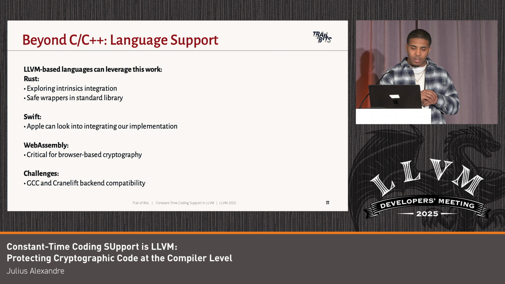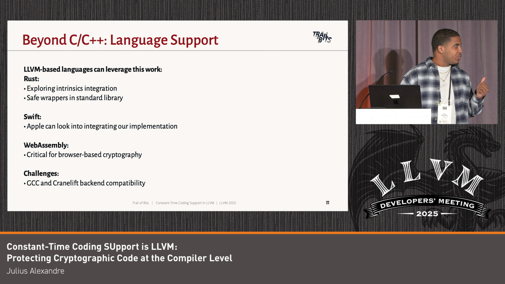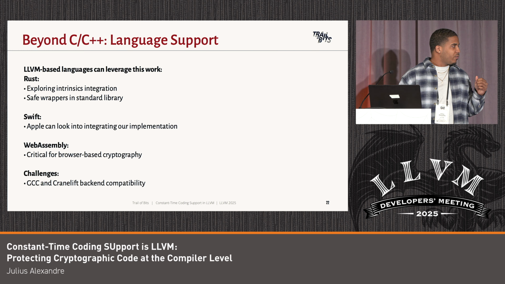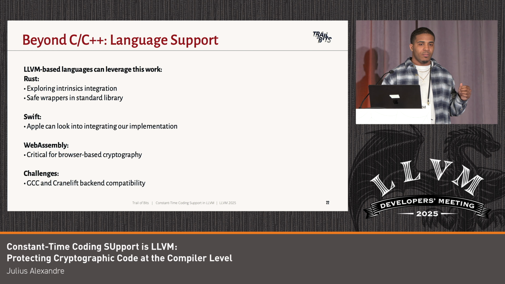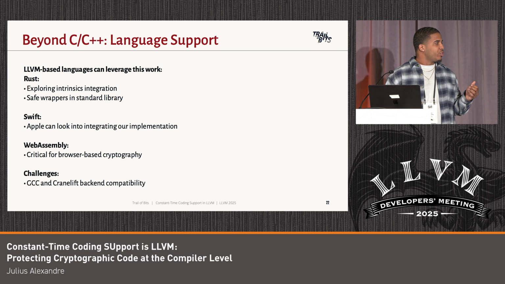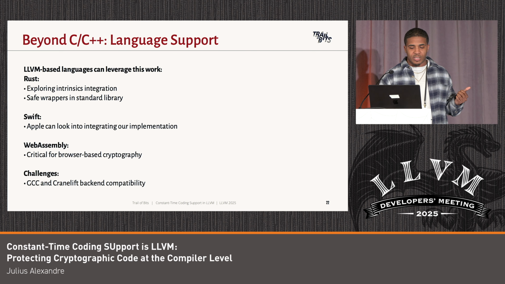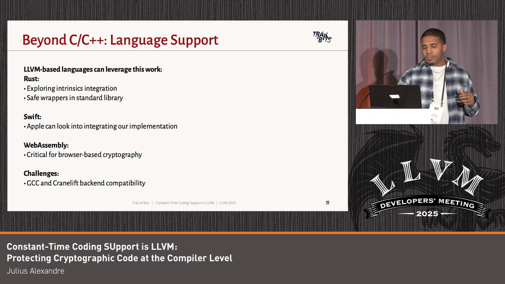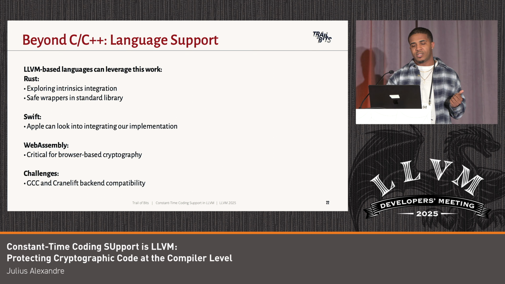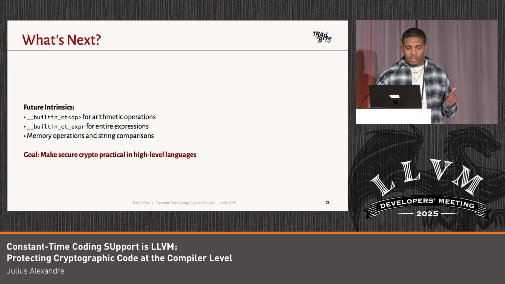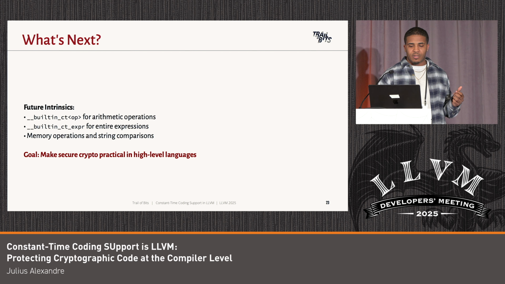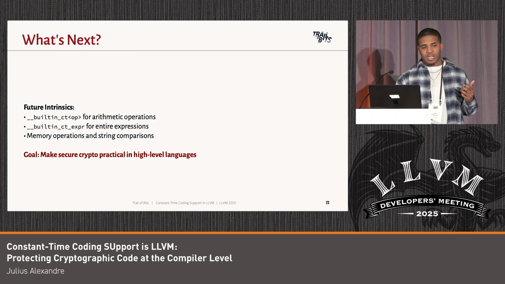Outside of C++ support, we're looking into adding these intrinsics into Rust. Also, since Swift uses LLVM, it could use our built-in intrinsics too. Since we already have support for WebAssembly, browser-based cryptography could benefit from this too. And GCC and Cranelift could look into following our footsteps to have these constant time guarantees. We're also looking into having built-in intrinsics for certain arithmetic operations, such as division and multiplication, along with constant time guarantees for entire expressions.